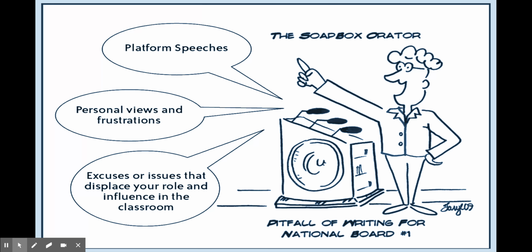Soapbox. Your National Board components are not a time to speak to your frustrations about curriculum or the district, nor is it a time to share your general beliefs about education. The purpose is to analyze the choices you made as a teacher because of the expertise you have about your students.